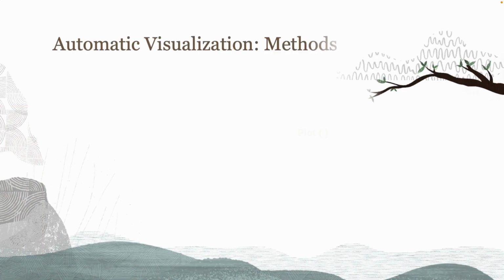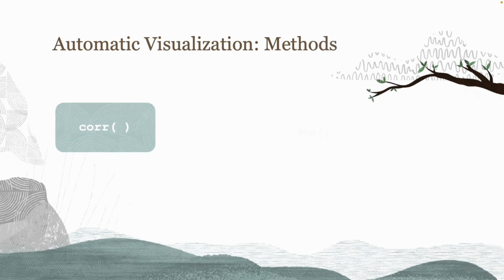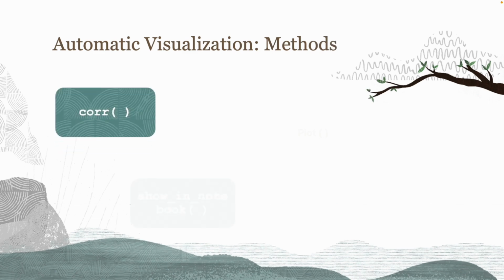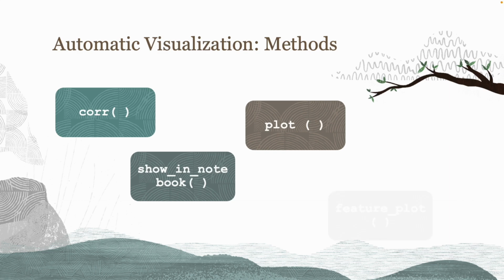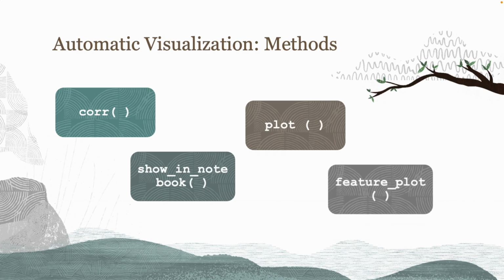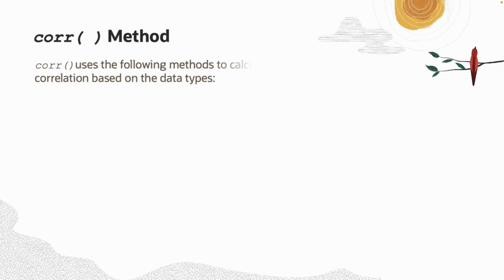Let's take a closer look at the following ADS automatic visualization methods. Corr, or correlation. Show in notebook, which is used in many classes within ADS. It makes a best effort to display information that's meaningful to a data scientist about the object. Plot, which is an automatic plotting tool, and feature plot, which creates custom visualizations. To visualize the correlation, call the show_corr method.